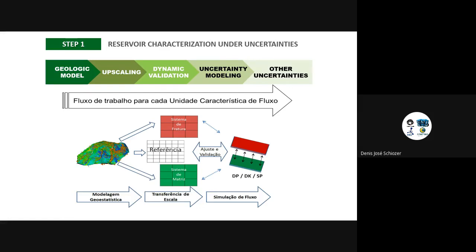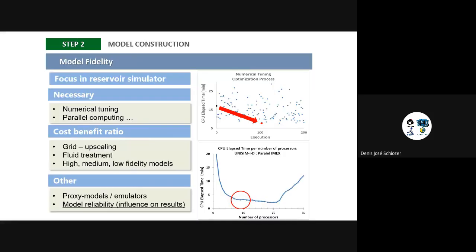Here's just an example of what Manuel did in one of his works. He was building a model for a fracture reservoir. He constructed the matrix system and the fracture system, and put them all together in a dual permeability model, and so on. And then we go from the data to the simulation models here. Once we have the models, we finish step 1.